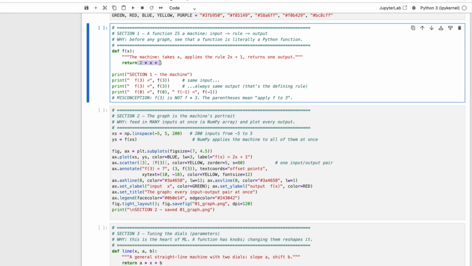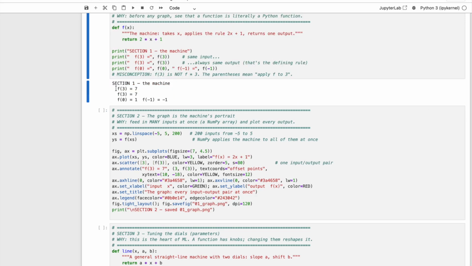Here is our machine. A Python function called f that takes x and returns 2x plus 1. Watch the defining property, feed in the number 3, and we always get 7. Same input, same output, every single time. And remember, f of 3 does not mean f times 3. The brackets mean apply f to 3.